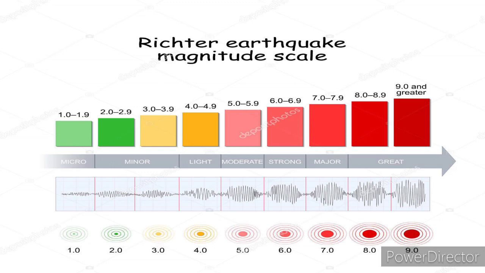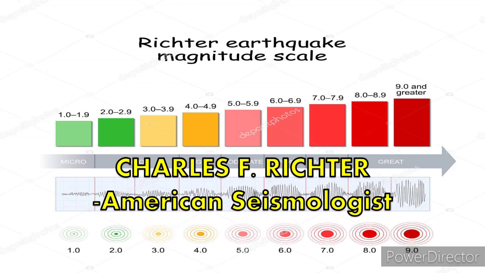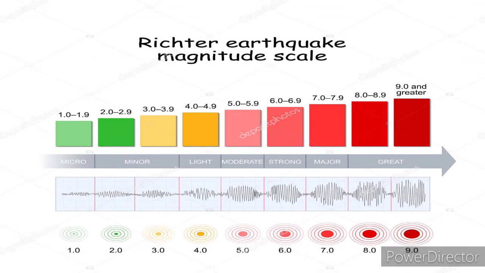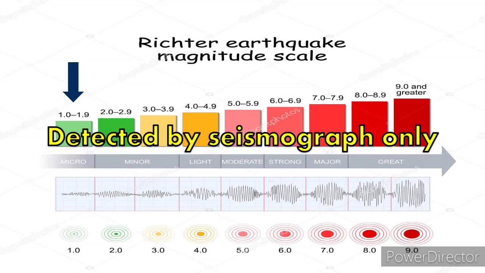An earthquake's magnitude can be measured through a Richter scale. The Richter scale was developed by Charles F. Richter, an American seismologist. A seismologist is a person who studies earthquakes. Now, let us describe the strength of an earthquake based on the Richter magnitude scale. If the magnitude of an earthquake ranges from 1.0 to 1.9, people cannot feel it because it is detected by seismograph only.